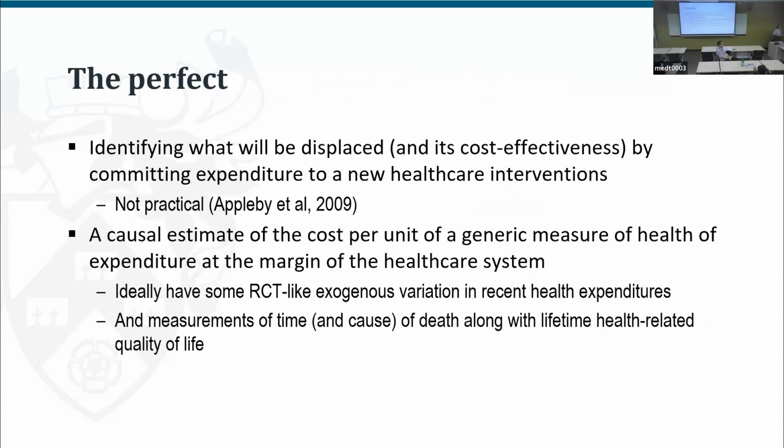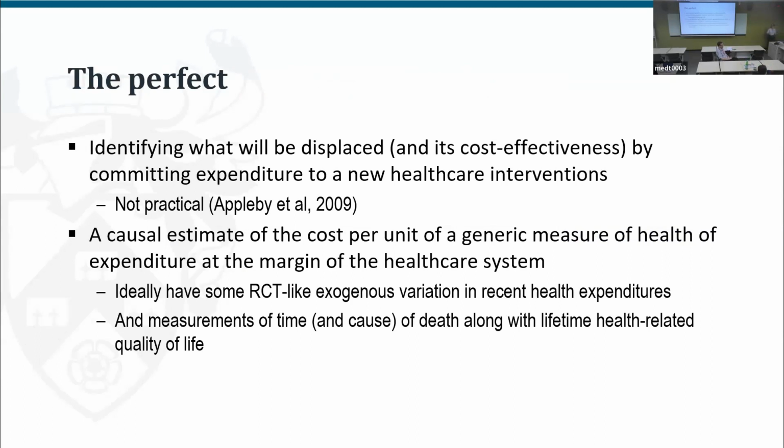Okay, so there is the perfect. That would be identifying what will be displaced in its cost effectiveness by limiting expenditure to a new healthcare intervention. Again, like I said, that's not practical. So what we do instead is to get a causal estimate of the cost per unit of a generic measure of health, of expenditure at the margin of the healthcare system. That's quite a mouthful, but we used that terminology to make sure that we captured everything that was being done and captured it accurately.